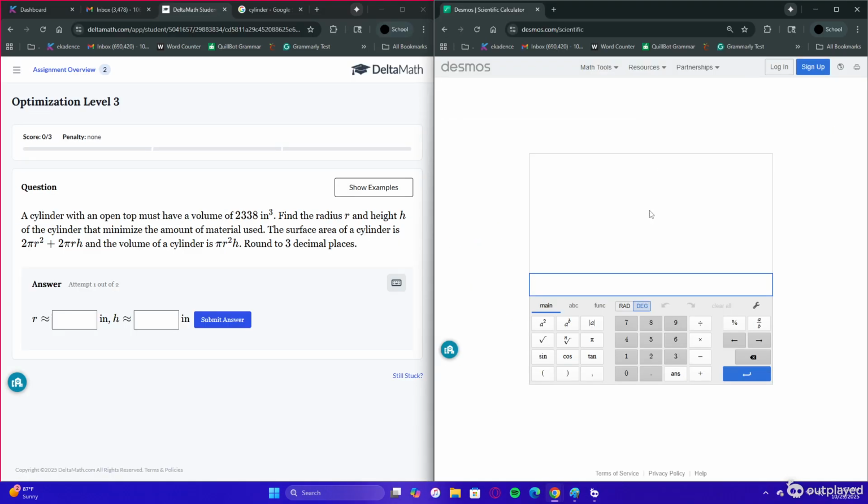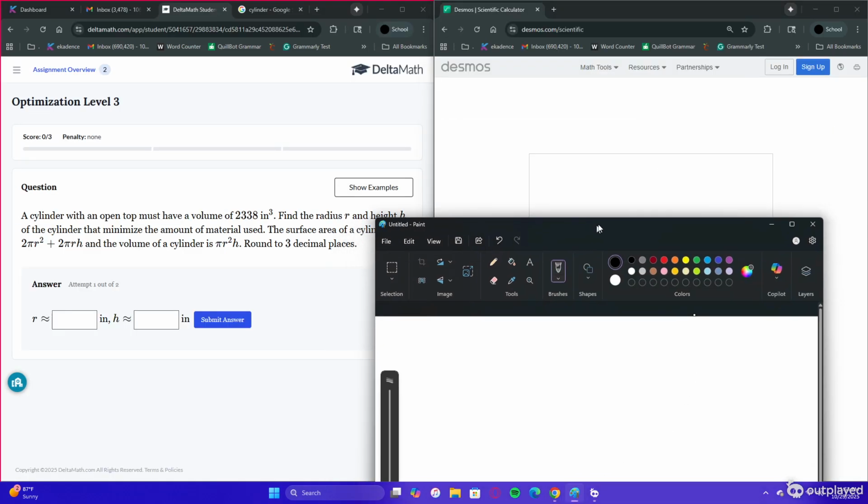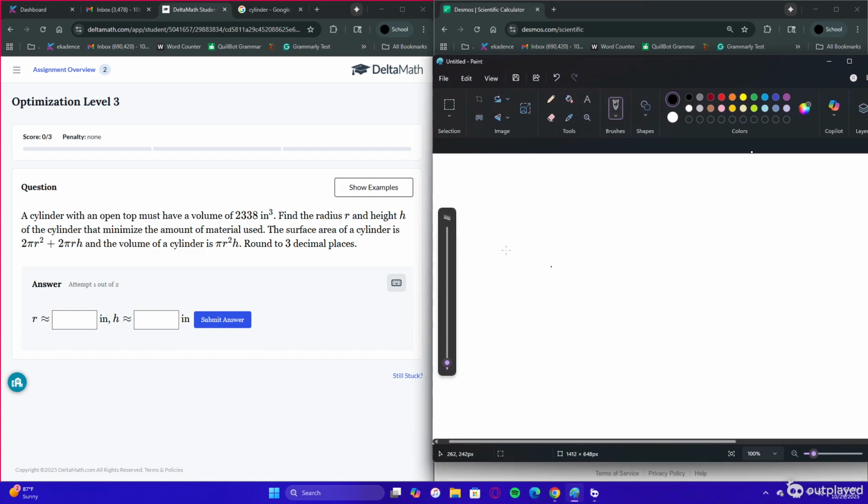Alright, so now we're given a kind of weird problem where we have a cylinder, and this cylinder has an open top, and the volume of this cylinder is 2,338 inches cubed, and we have to find the radius r and height h of the cylinder to minimize the material used, or in this case to minimize the surface area.